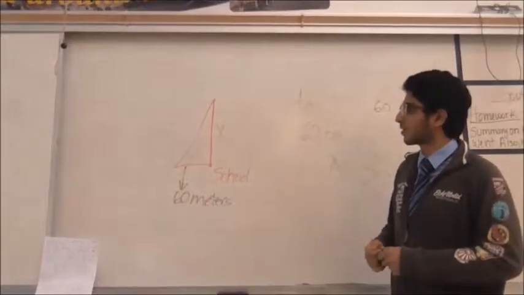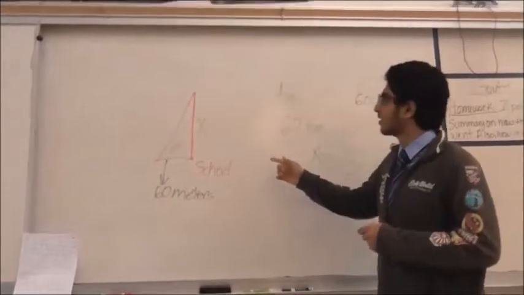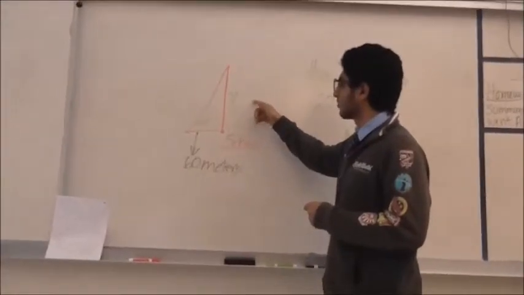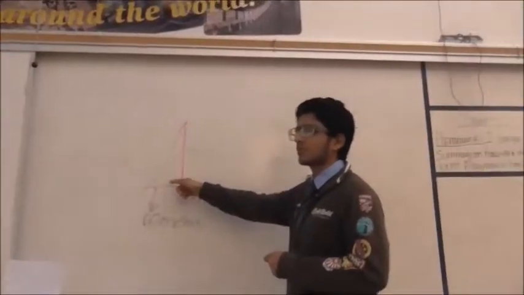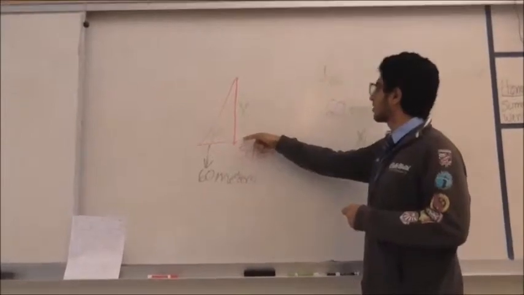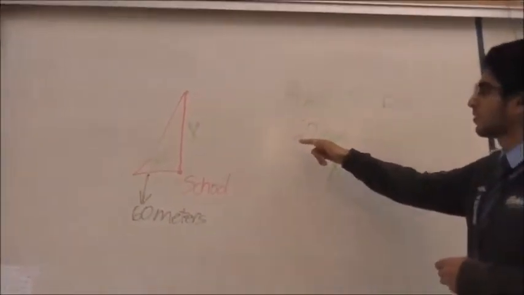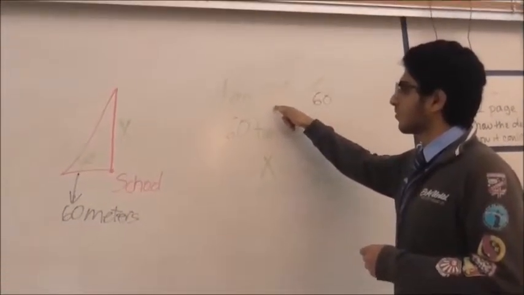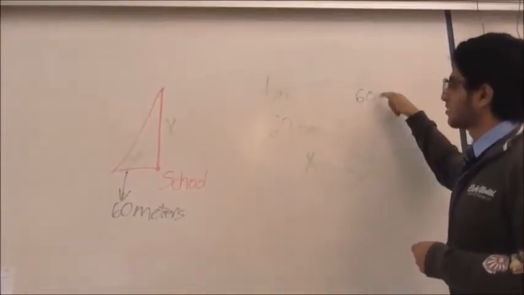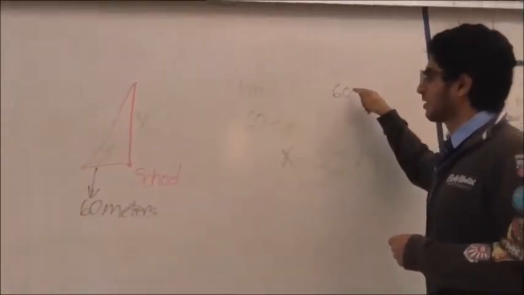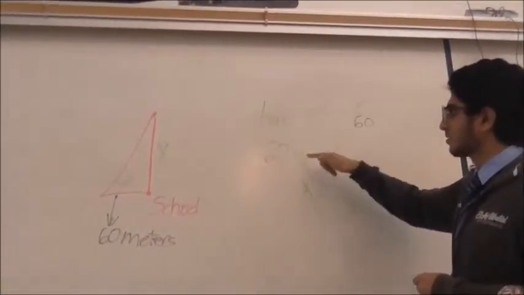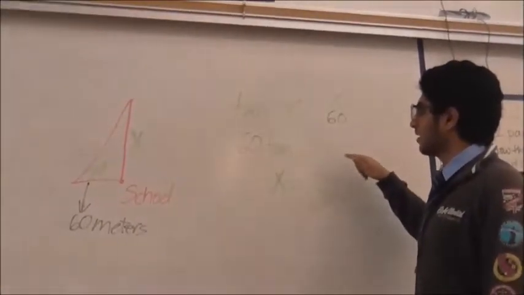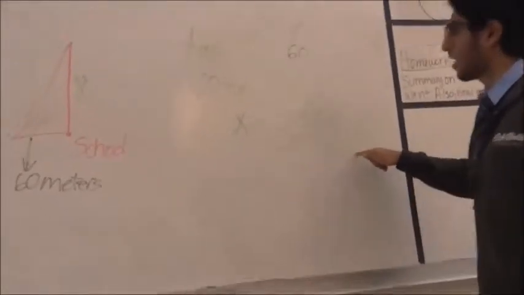Class, so I have written the answer to problem number 3 on the board. So this is the diagram. This is X, where you need to find the height of the school. 60 meters, the angle, which is 31. The school is right here, and so we have to do the tan trigonometric function of 31 degrees. So that would equal the opposite over the adjacent. So X over 60, you have to multiply by 60. Tan of 31 times 60 is equal to X. So X is equal to 36.05 meters.